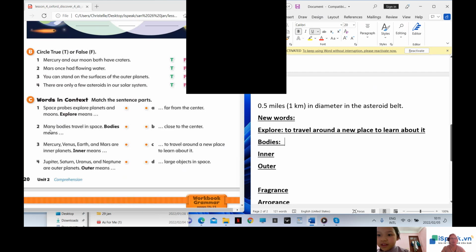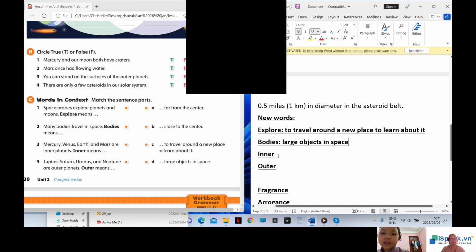Can you read number 2 for me, please? Many bodies travel in space. Bodies measure large objects in space. Excellent, excellent. Number 3.